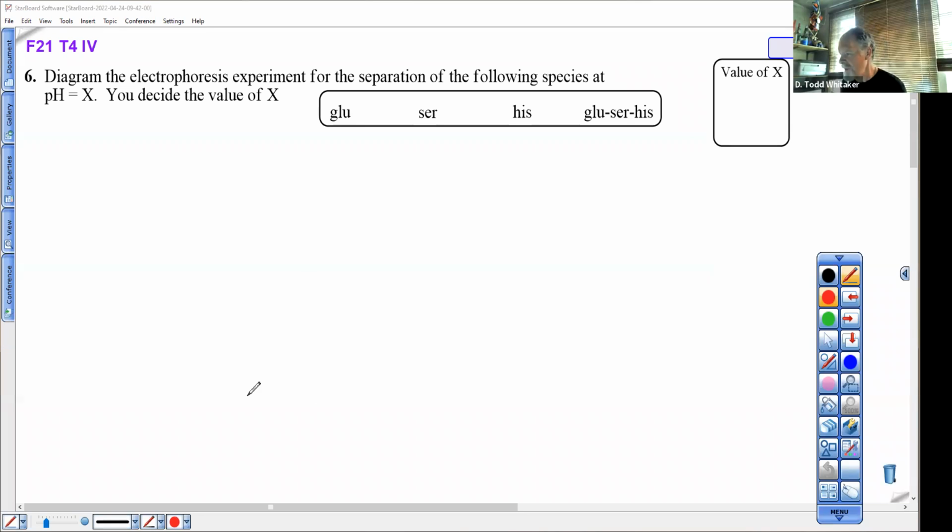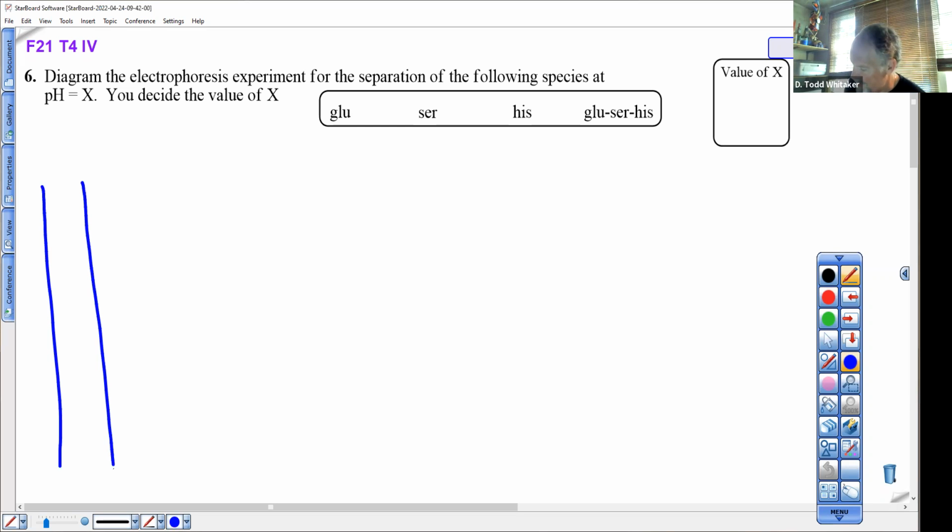And we are going to share our screen and do an electrophoresis diagram. Some of you are tripping. You never talked about this in class. Not fair. Well, I talked about the principles behind it. Just remember, in electrophoresis you always have electrodes on each side.